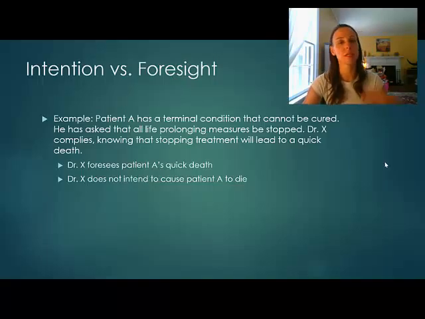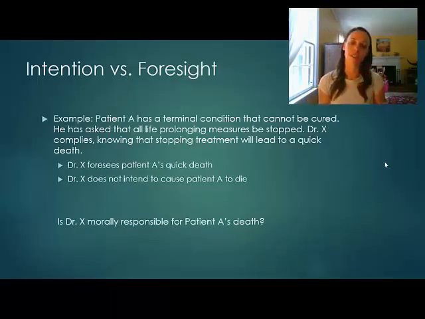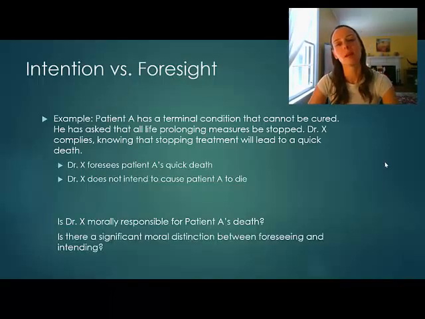He's not doing it because he wants to cause patient A's death, even though he knows that will happen once he performs this action. So the question we would want to ask here is, if he does this and can foresee the consequences, does it matter that he doesn't intend or want them to happen? Or is he in fact morally responsible for his patient's death? Additionally, is there a morally significant distinction between foreseeing and intending?